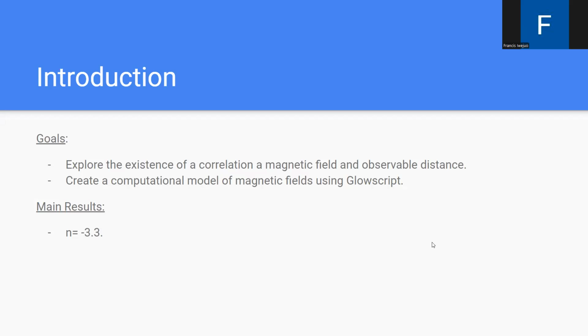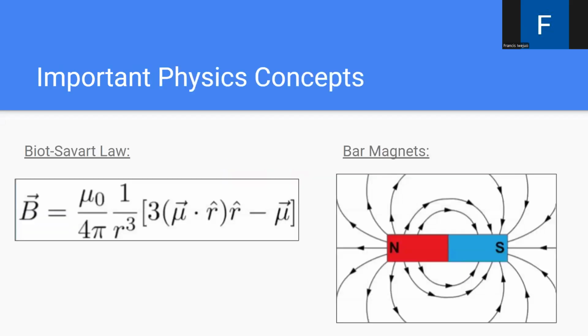So the goal for this lab was to explore the existence of a correlation between a magnetic field and observable distance. We also wanted to create a computational model of magnetic fields using GlowScript. The main results that I found are my n value of approximately -3.3. Some of the important physics concepts that were explored in this lab were the Biot-Savart law and bar magnets, which you can see here.